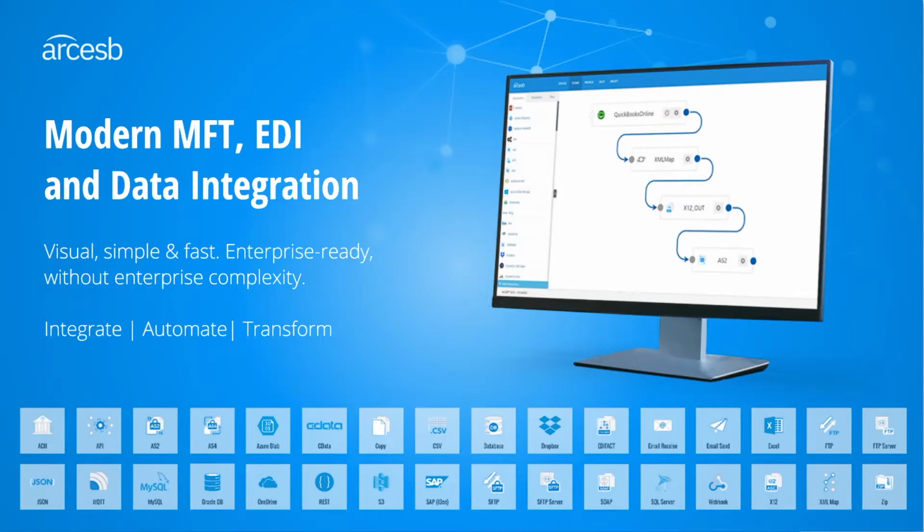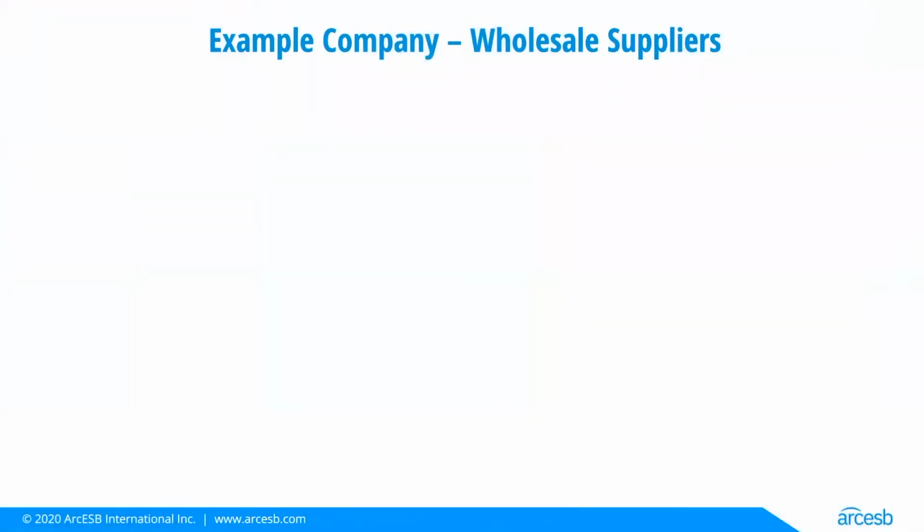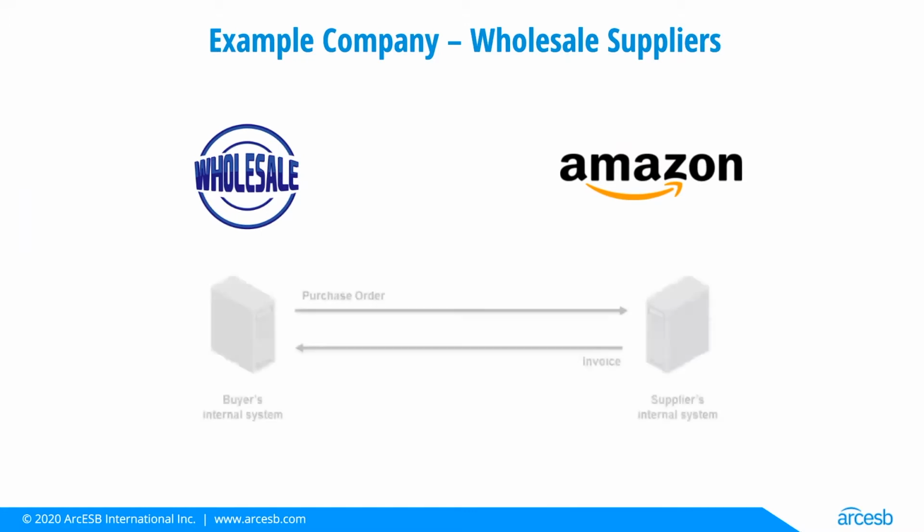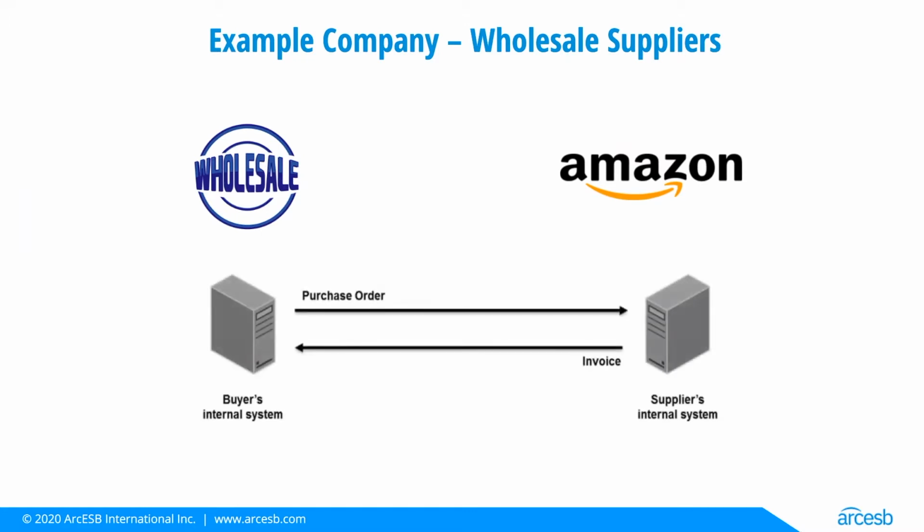For those of you who were with us for the last webinar, you might remember that we discussed an example company that we named Wholesale Suppliers. Now, Wholesale Suppliers is a manufacturing business that would like to sell its products on Amazon's platform. As many of Amazon's vendors do, they need a system to exchange business documents like purchase orders and invoices with Amazon. And since they're a very large company that has a large volume of transactions, they would like to do this over an AS2 connection to ensure that everything happens automatically and reliably.